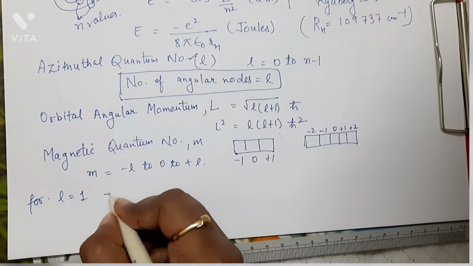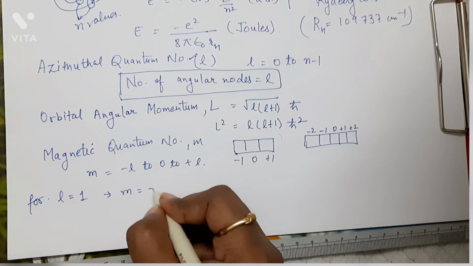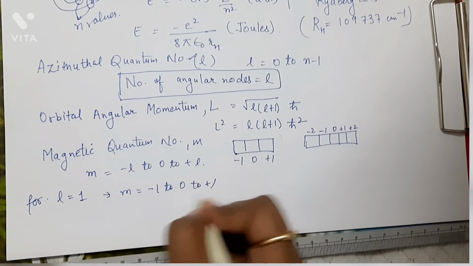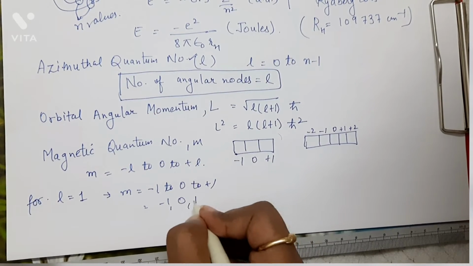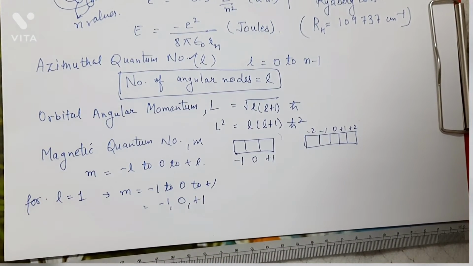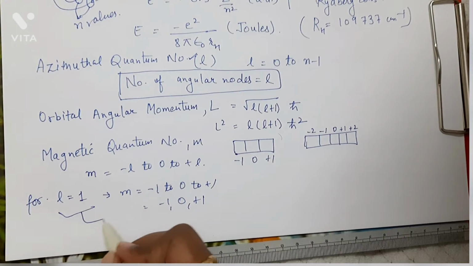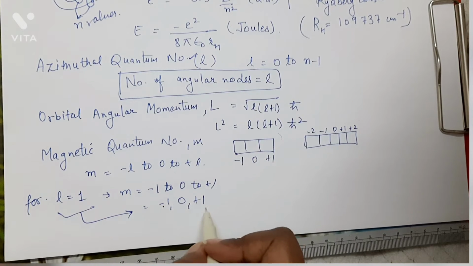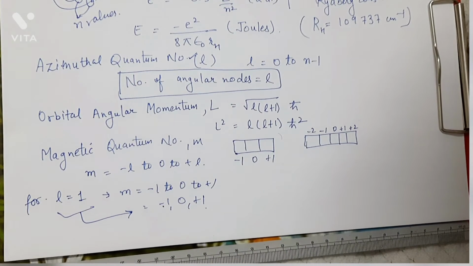So it will be M is equal to -L to +L, that is -1 to 0 to +1, that is -1, 0 and +1. These three will be the M values for the corresponding L value. So for L is equal to 1, we will have the values of M as -1, 0, +1, right?